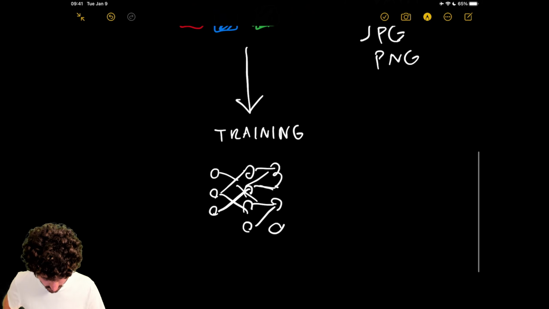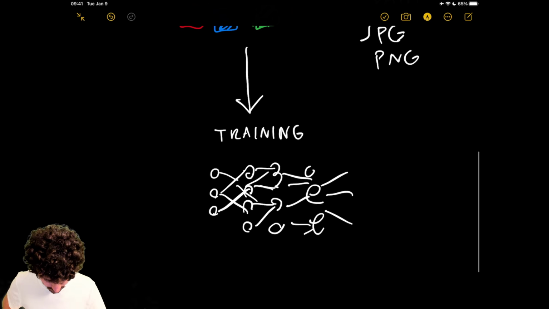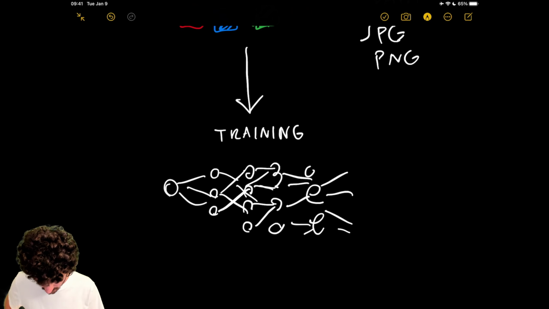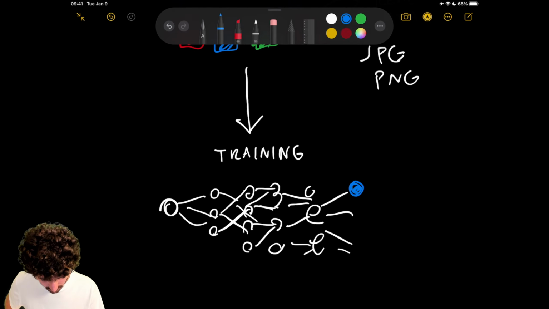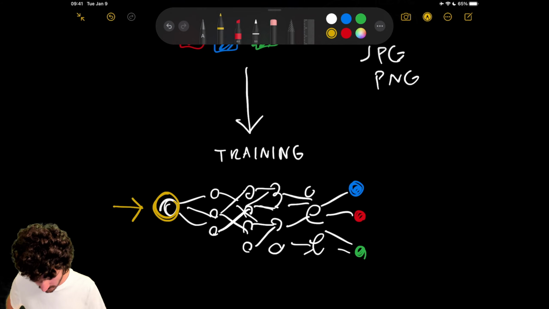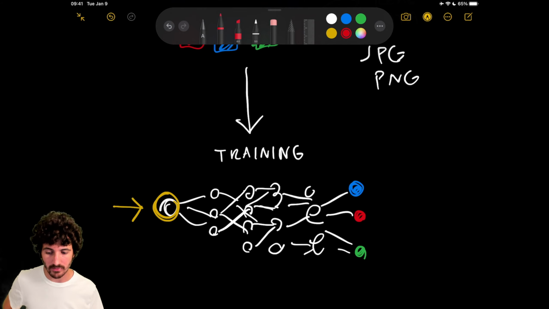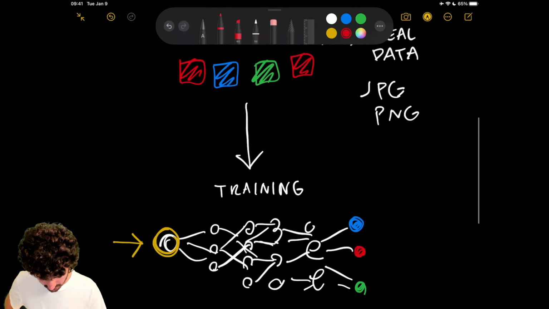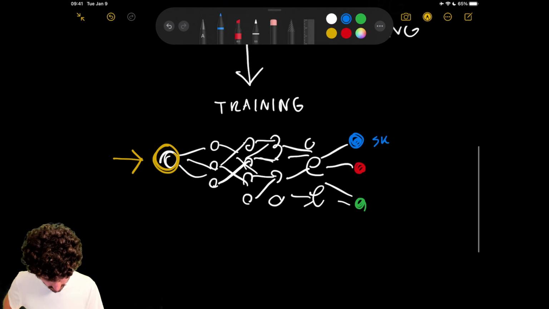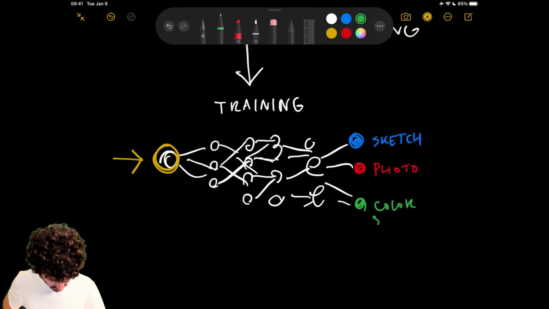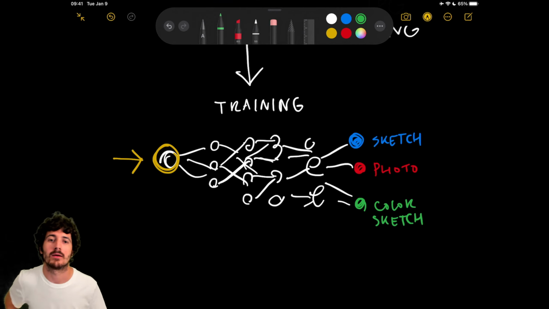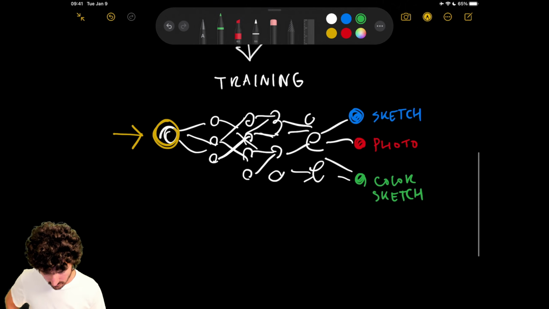Which I'm not going to explain properly. At the end of the day, that neural network is going to learn and is going to be able to tell you if your new input, the thing that you put here, is one of these three categories. So in this case, it would be sketch, photo, or color sketch. So that's what we're going to be doing.